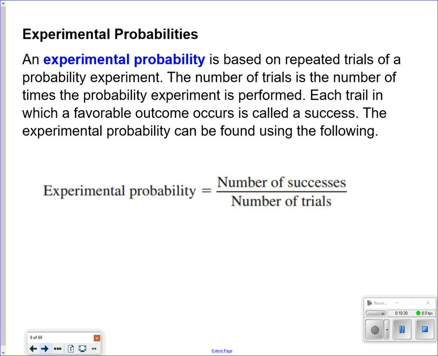Experimental probability, that's a little bit different. Now you're not talking about theory anymore. You're talking about I actually did some trials. I tried this a number of times, and the number of trials is the number of times the probability experiment is performed. Each trial that gets me a favorable outcome is on top. So it's success over total number of times that I did it. So the experimental probability can be found using the following.